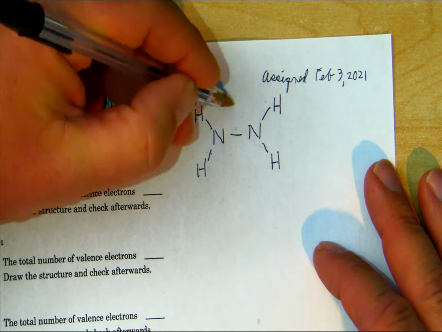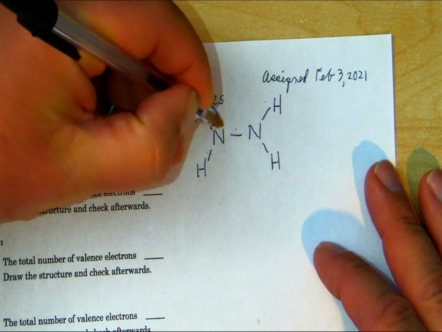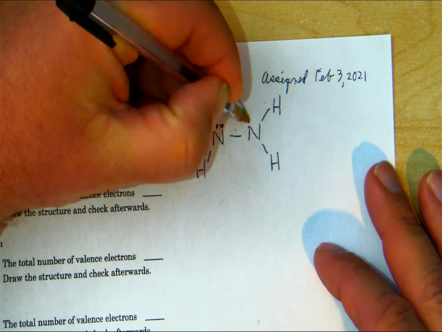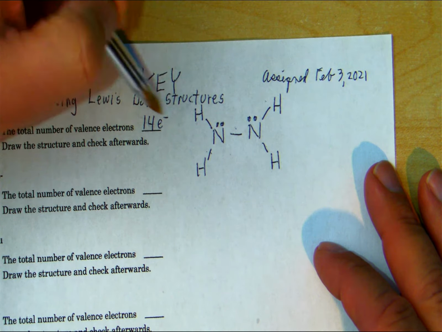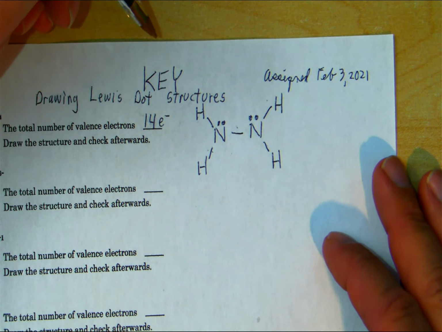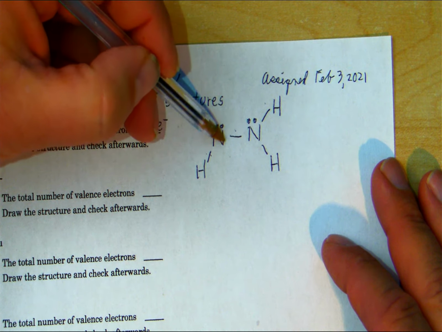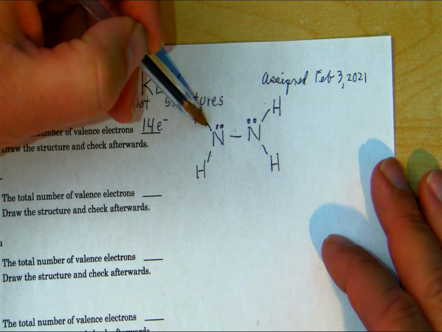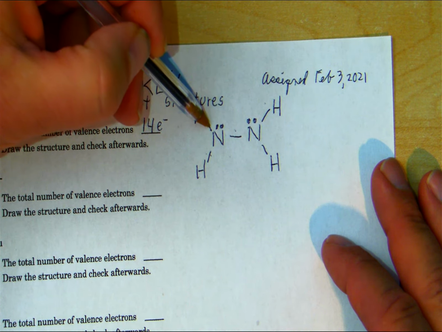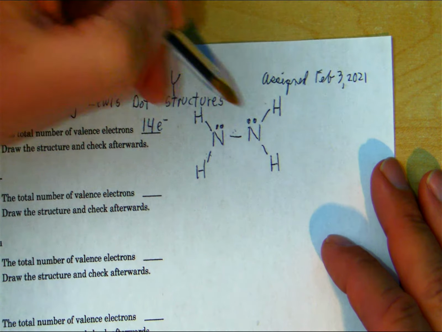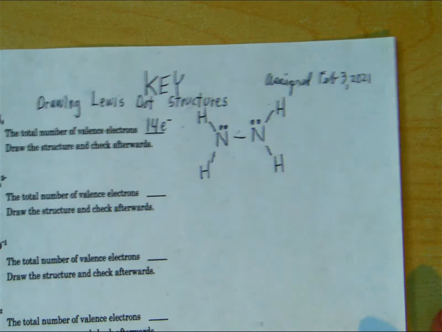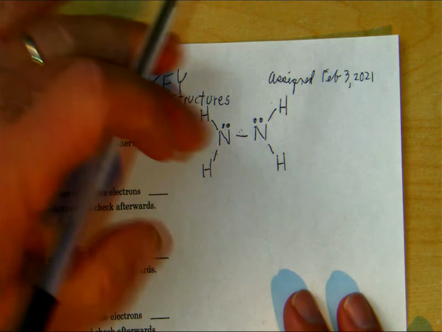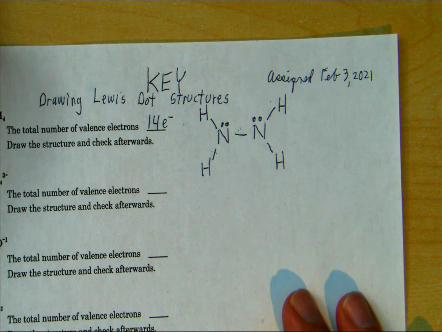If I provide 2 additional electrons to each of the 2 nitrogens, that uses up the 4 electrons I still need to use up, and it makes each nitrogen satisfied with a total of 8 electrons. 2, 4, 6, 8. Who do we appreciate? Chemistry. All right, so from my point of view, this is the solution for N2H4.